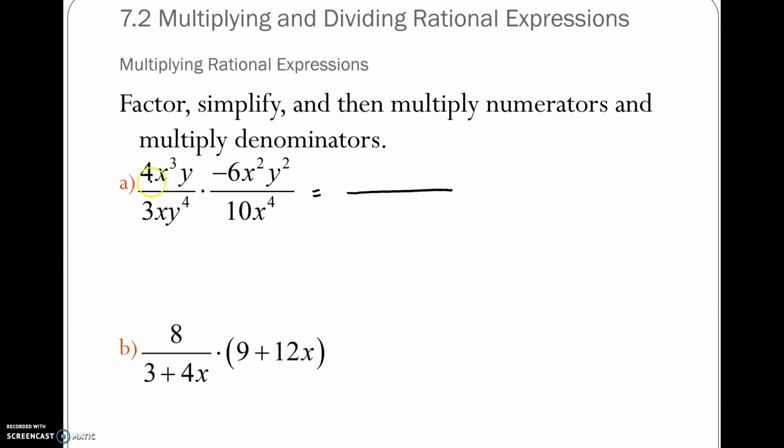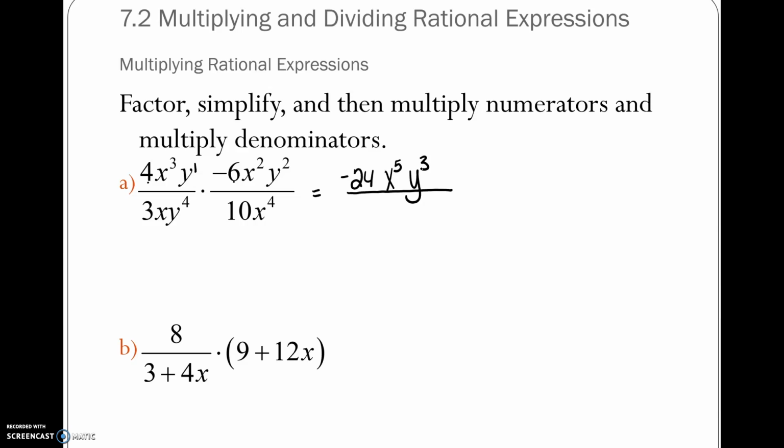So on the top, we've got 4 times -6. That would be -24. Combine all of our x's. X to the third means that there's 3 factors of x in this first fraction. X to the second means there's 2 factors of x there. 3 and 2 would make x to the fifth. There are 5 factors of x total. 3 of them over here, 2 of them in the second fraction. How many factors of y do we have in the numerator of these two fractions? 3. We've got 1 plus 2 more, so we've got y to the third.